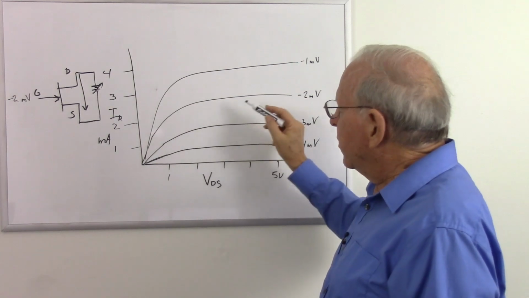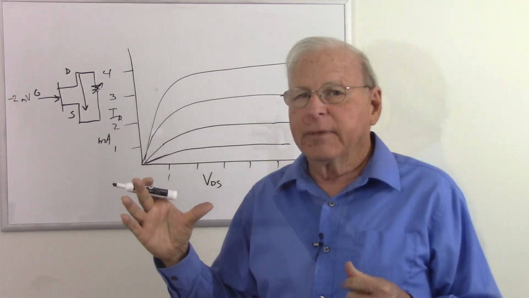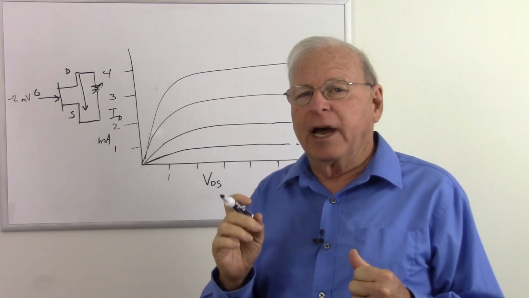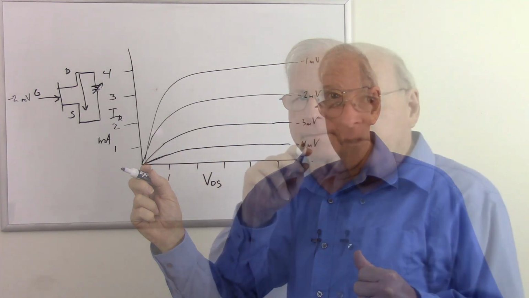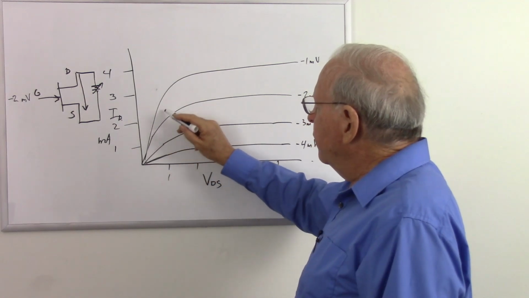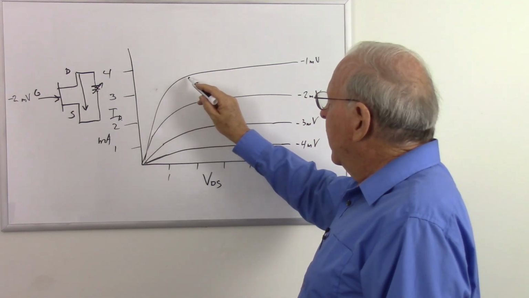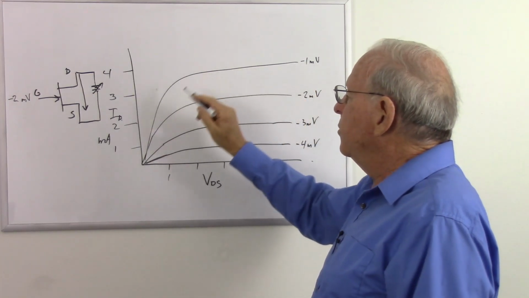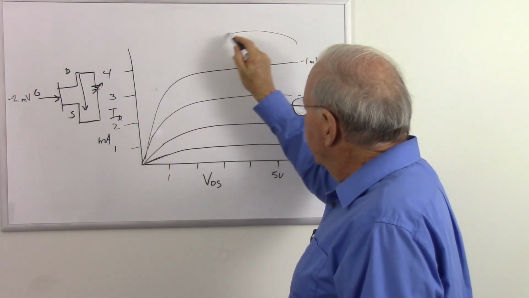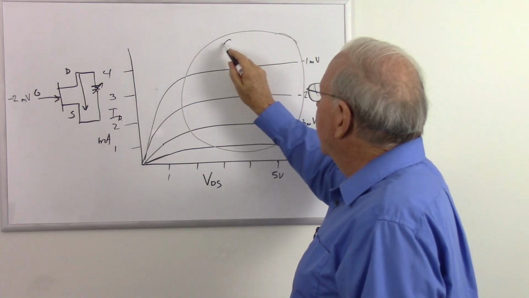In fact, what happens is I get a saturation situation. Remember, saturation is when I increase my input, I no longer get a change in the output. So what's happening here is that this begins to saturate. As I increase my voltage, I no longer get a change in the output current. So we call this area the saturation region.